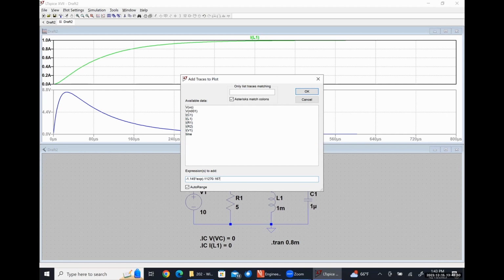11270.167 times time plus 0.145 times the exponential of negative, that's like 88,000 something. Let me go back down here. 88,729.833 times time plus 1.